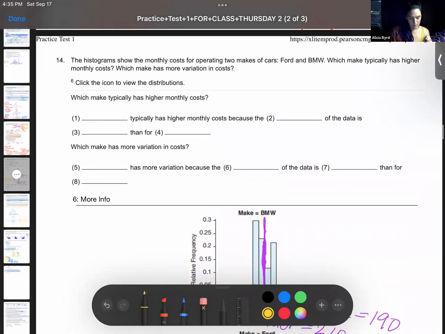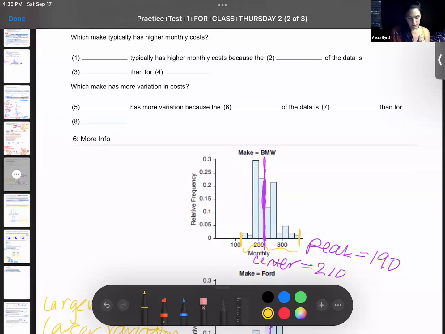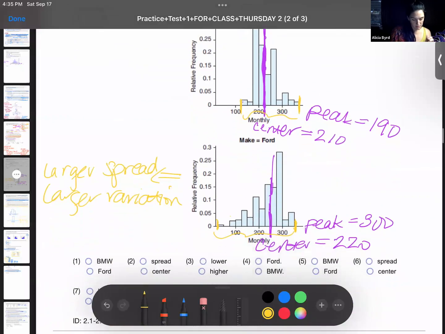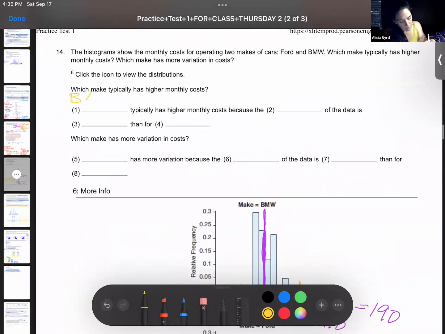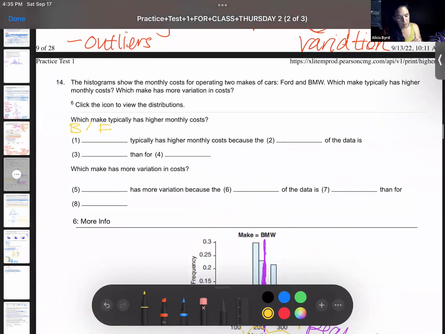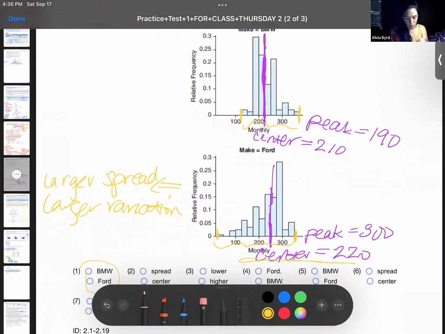So let's go up here. Which one has higher monthly cost? Let's see the answers down here. We're looking at the manufacturer, so this is BMW or Ford, right? Typically, because we're looking at center and spread. The center of the data, if it's higher, then you want it to be higher than for the other one. Okay, so looking at what we had, who had the higher center? Center was higher for Ford, right?